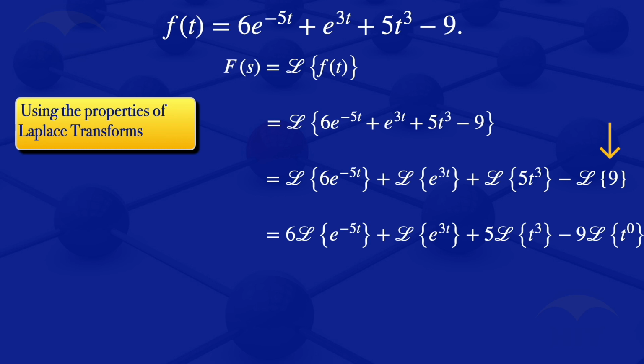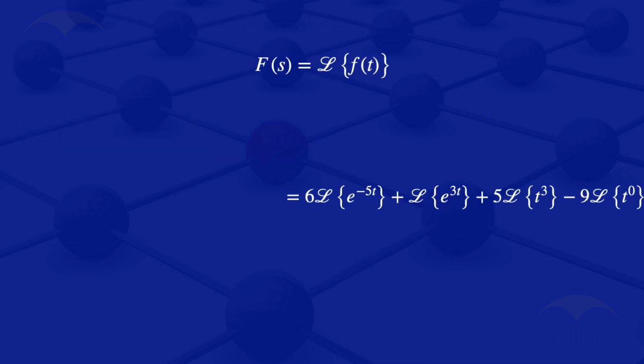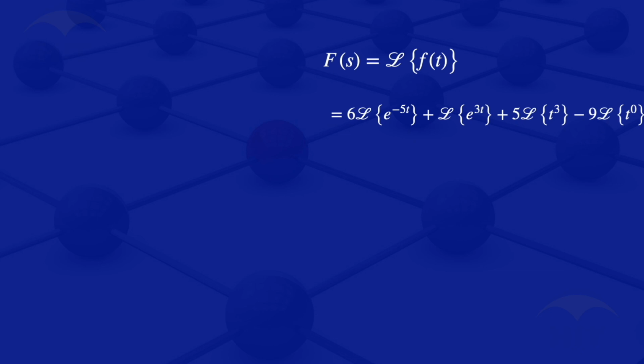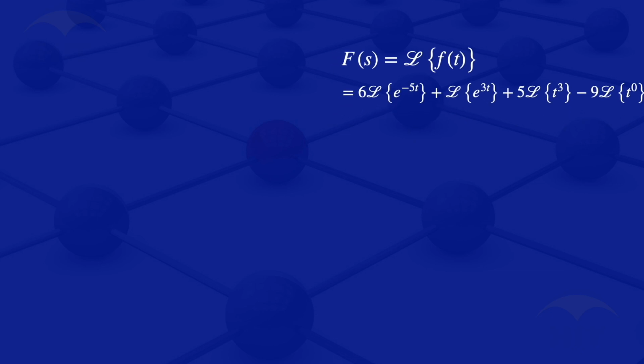For the last one, we were having Laplace transform of 9. When you factor out the 9, it's a constant, we remain with a 1. But 1, we can write as a function of t, and that's why we put t to the power 0, because t to the power 0 is a 1. So that's what we are having there. And we now go on and use the tables to find the Laplace transforms of each of those functions.